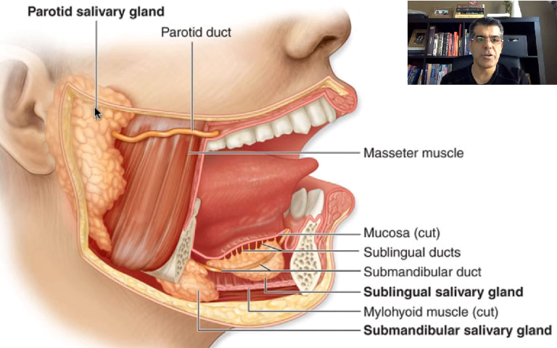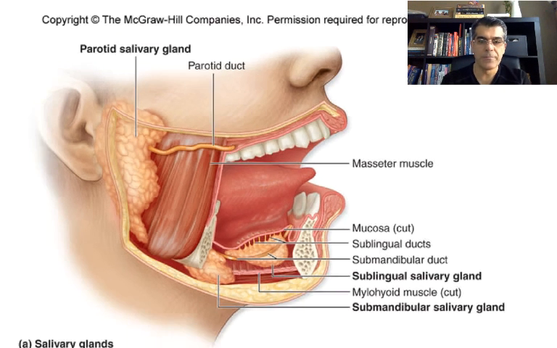As you can see in this picture, the duct of parotid gland is going to run along the border of the masseter muscle, and then it's going to poke through the buccinator and open inside the mouth.